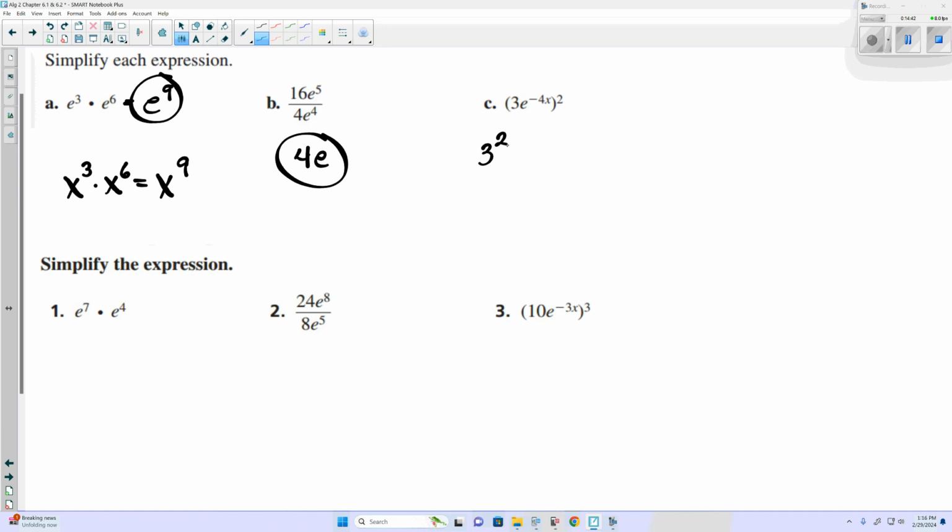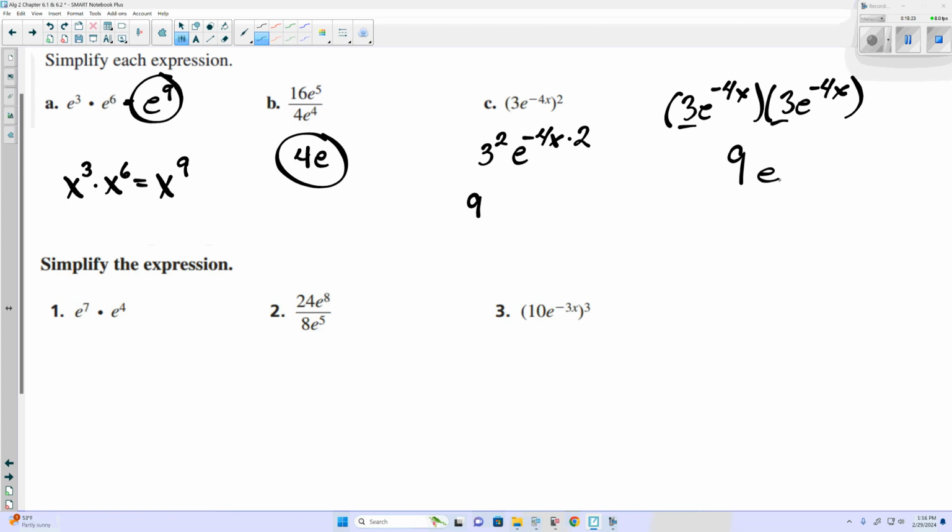When we square 3, it's just going to be 3 squared. For e, we have to use something called powers of powers, because that's really what we have. e is to the negative 4x power, and then we're putting it to the second power. Whenever we take a power of a power, those powers multiply. Because what we're saying with this is really 3e to the negative 4x being multiplied by 3e to the negative 4x. Over here, 3 squared is 9. Here, 3 times 3 is 9.